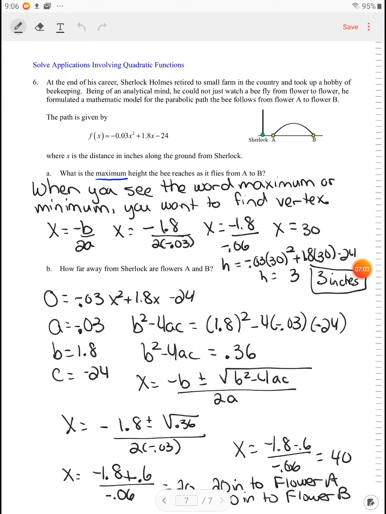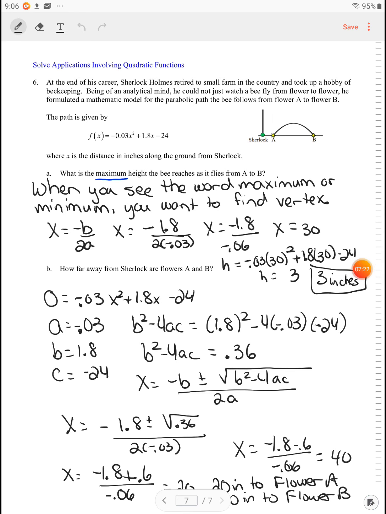Okay, so this is supposed to be the equation of the path that a bee follows. So the question is, what is the maximum height? If you notice, I underlined the word maximum. So as soon as you see that, you know we want to use x equal -b over 2a.